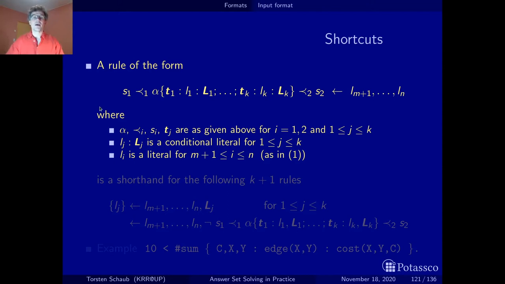Anyway, so we have the lower bound and the upper bound. We have the lower and the upper comparison symbol, and we have the aggregate symbol. And these are all as we've seen before. Also, there is again the boldface T, which actually stands for a tuple of terms. And then there is the conditional literal. This tuple of terms and this conditional literal constitute together an element of this head aggregate atom.